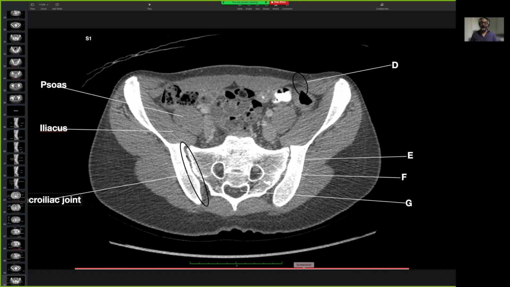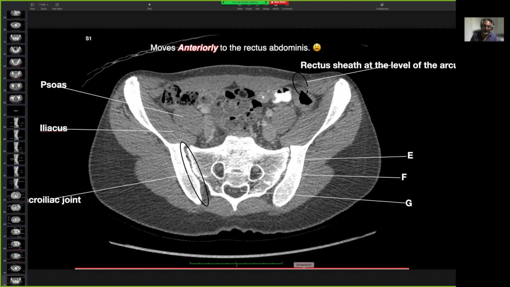No, it is the rectus sheath, but this is at the level of the arcuate line. Well, we're in the pelvis, and the rectus sheath sort of comes together as one layer, and it moves posteriorly, sorry, not posteriorly, but collectively it moves anteriorly. I'm sorry, I was telling you it moves posteriorly, but collectively it moves anterior to the rectus abdominis muscle. Yes.